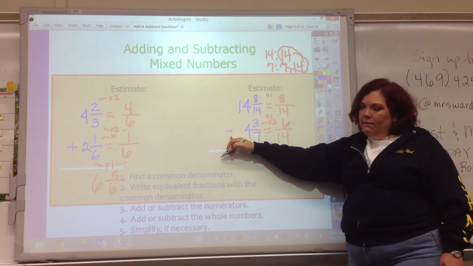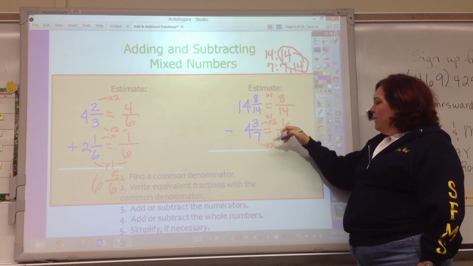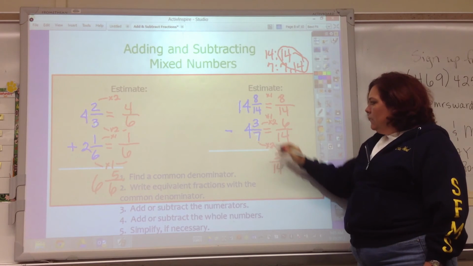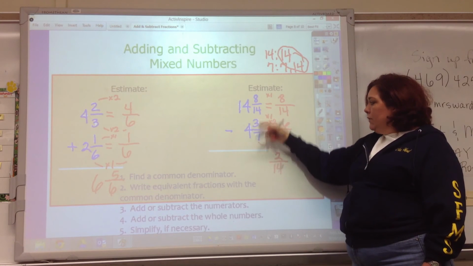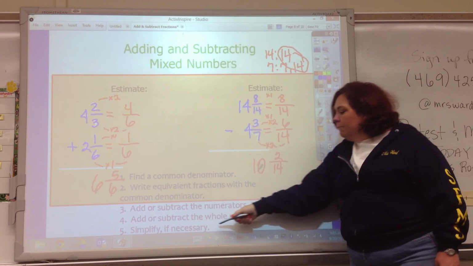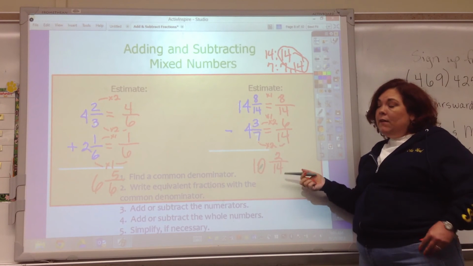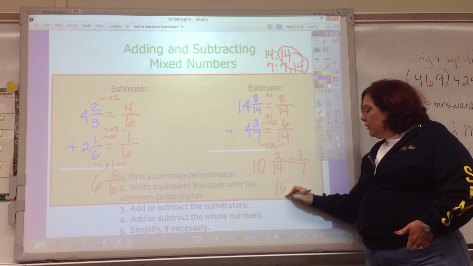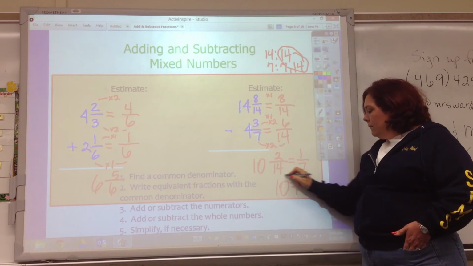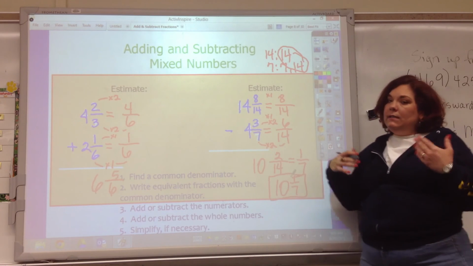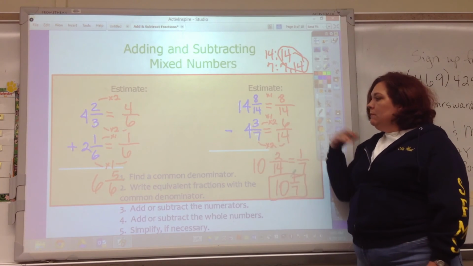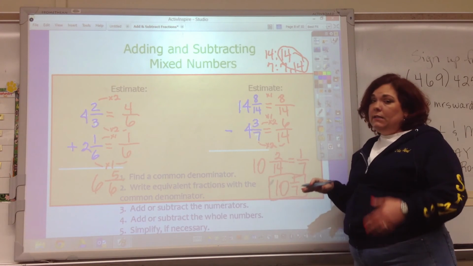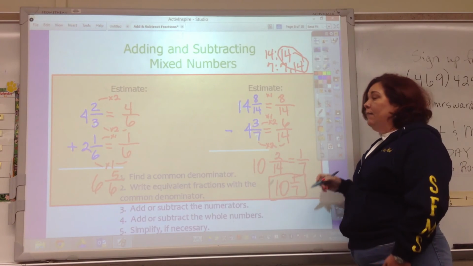Now look at my sign. I'm subtracting. 8 minus 6 is 2. Keep my denominator, 14. Subtract my whole numbers. 14 minus 4 is 10. And then simplify if necessary. Well, both of these are even, so I can divide both by 2 and get 1/7. And so my answer is 10 and 1/7. So you can see it's really the same steps over and over again. Just make sure not to forget about those whole numbers, because an answer of 10 and 1/7 is a big difference from just 1/7.